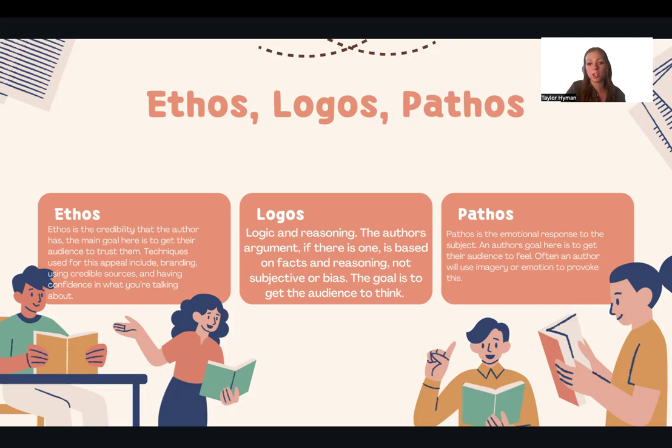Logos is essentially logic and reasoning. The author's argument, if there is one, is based on facts and reasoning, and it's not typically subjective or biased. The goal is to get their audience to really think about what they're trying to prove. Pathos is the emotional response to a subject. An author's goal here is to get their audience to feel some sort of emotion. Often an author will use imagery or emotion to provoke this.